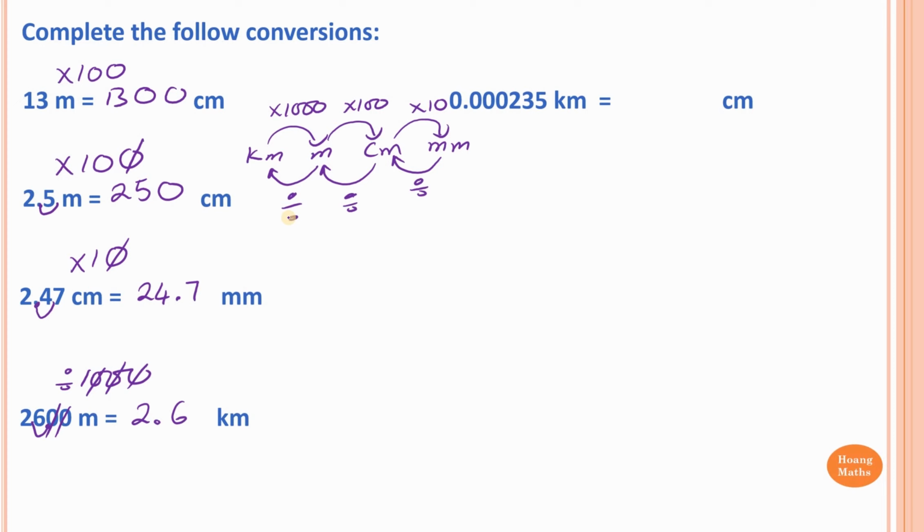From kilometers, I go to meters first, so we times by 1,000. Kilometers to meters, you times 1,000. And then from meters to centimeters, you times by 100. When you times 100, of course, this number is getting larger. So we move 1, 2, and then 1, 2, 3. So that means 23.5 times 1 is 23.5. That's the answer. Next one.